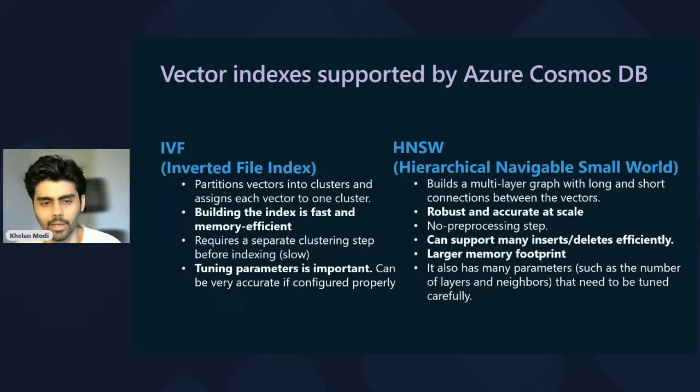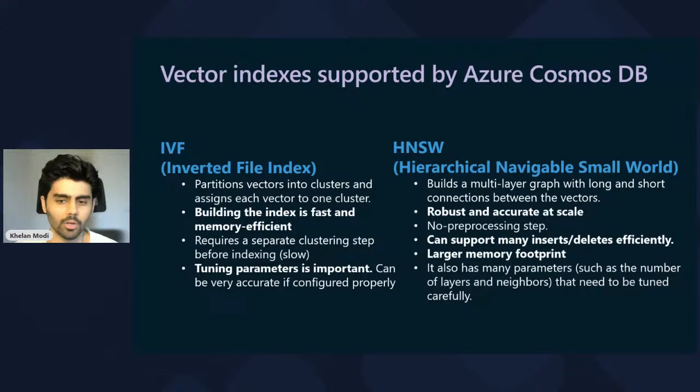These are pretty fast for building vector indexes, and they are very memory efficient as well. However, it requires a clustering step before the indexing, which can be a bit slow, and it also requires different tuning parameters when building these applications. But it is pretty good if you have a relatively small scale or you're just starting out with your RAG pattern application. I feel like you should be looking into IVF if you're building something for a hackathon today, or if you're building a POC, IVF should be the way to go.